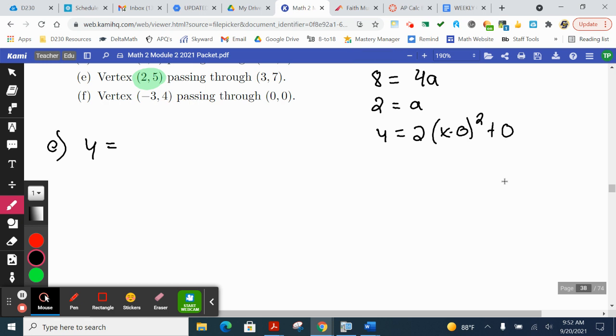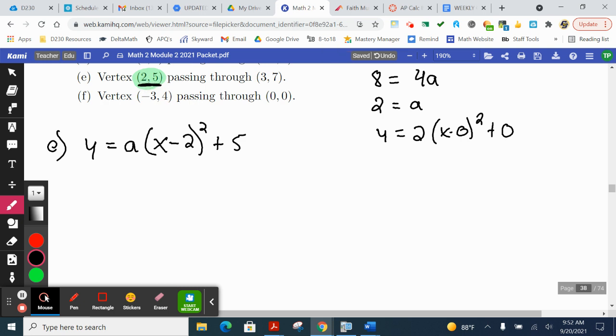Okay. Not a lot of work. Just write down if we know this is 2, 5. The a we don't know, so that's still going to be there. But if my x coordinate of the vertex is a positive 2, wouldn't that then mean we would have had x minus 2 squared? All right. Then if our y coordinate is a positive 5, that would mean I have a plus 5 hanging out in the back.